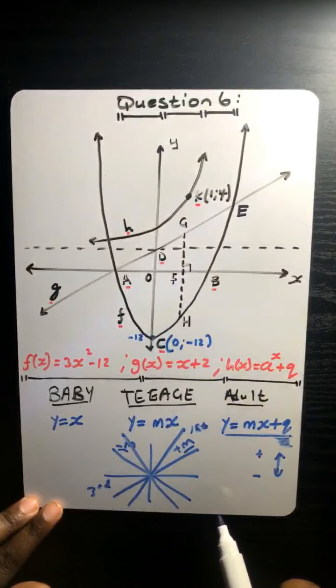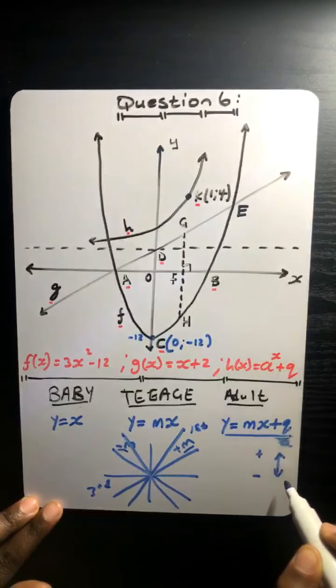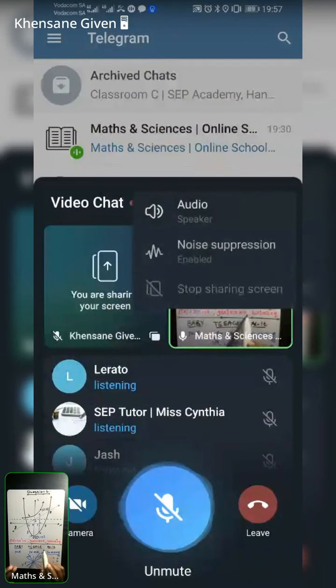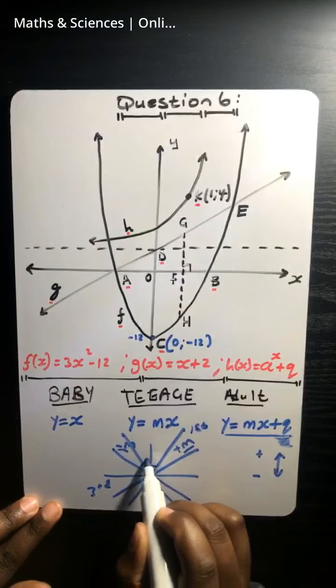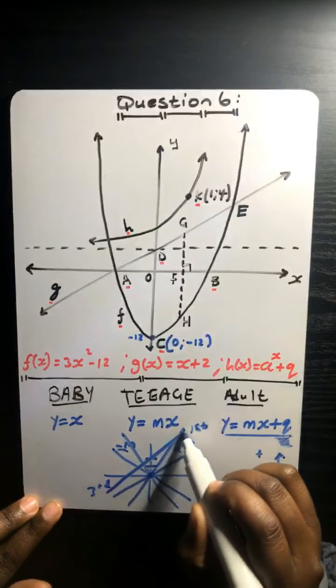Very, very important, ladies and gentlemen. So now, what about the q value? The q value simply tells us about the vertical shift. It means our straight line moved from the origin by 2 units. Therefore, it is passing through there.